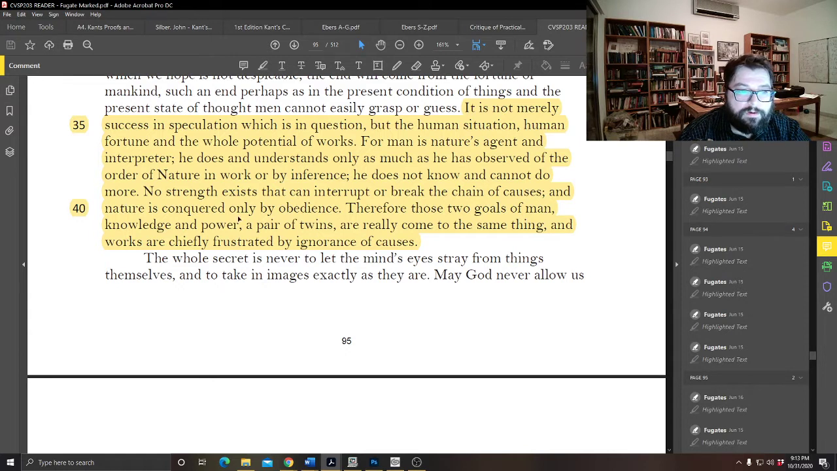The more you know, the more you can do. But this also has the side, as he's emphasizing here, if you want to do anything, you have to know. This is the idea: nature is conquered, that's the power, only by obedience, the knowing. When you know nature, you do it by observing it, by attending to it, by, in a word, obeying it, right? Showing respect to nature, at least insofar as knowledge is concerned. That's how you gain knowledge.